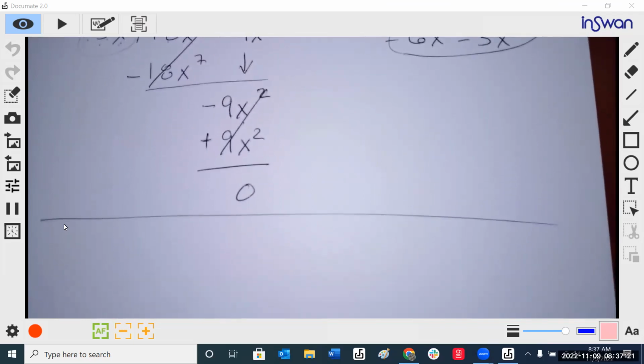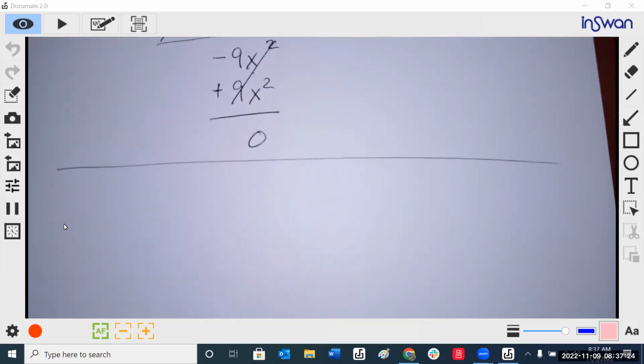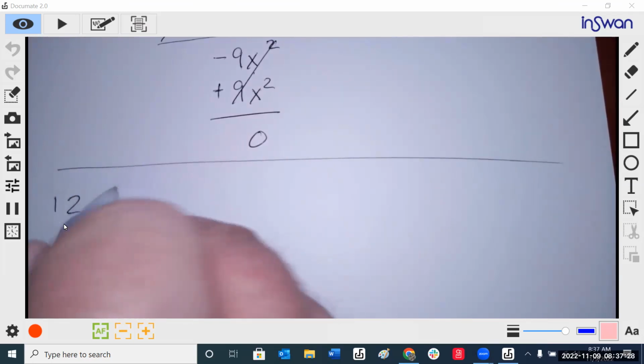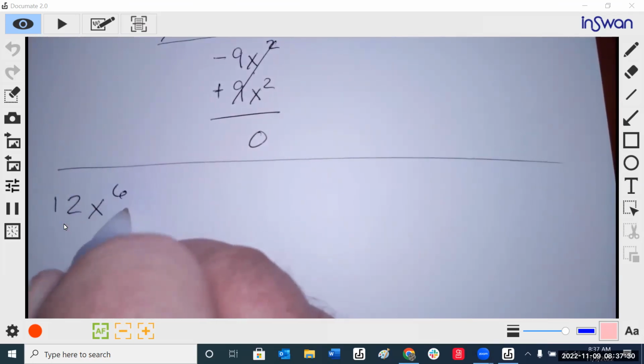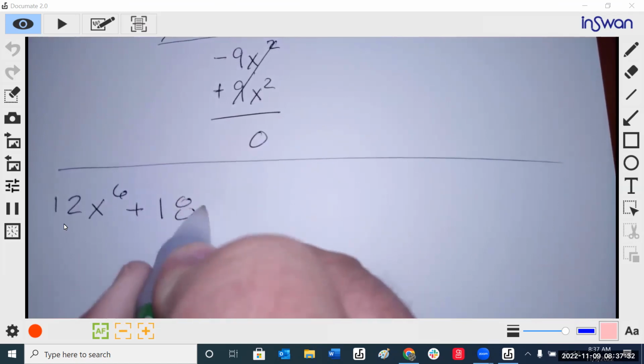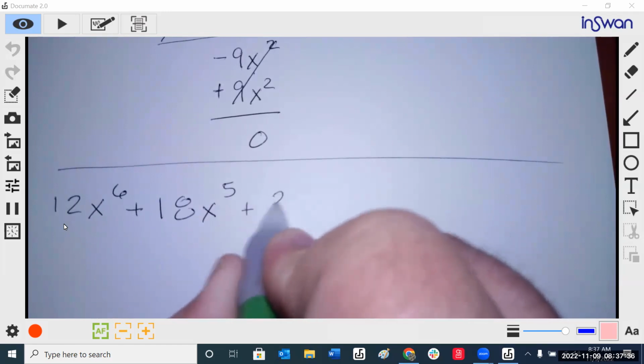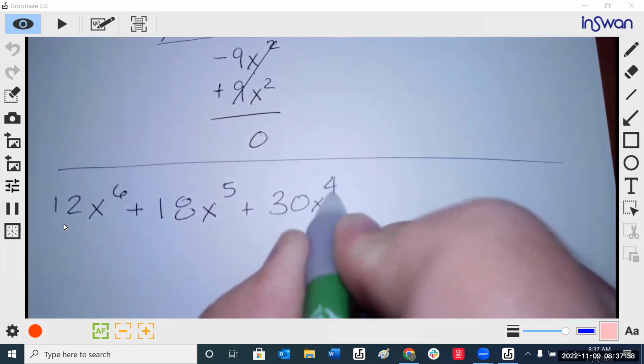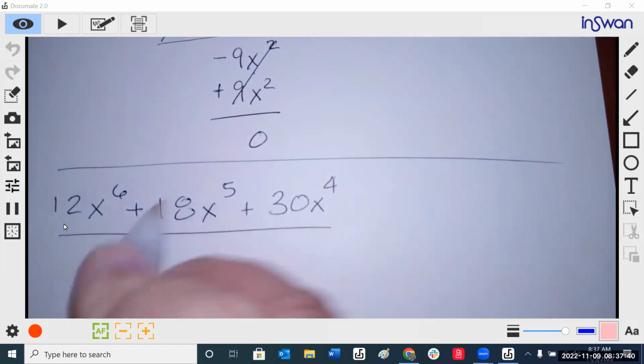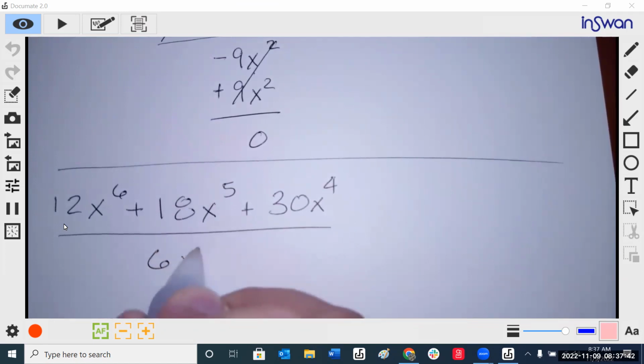Let's make them bigger. 12x to the 6th plus 18x to the 5th plus 30x to the 4th. All that divided by x squared.